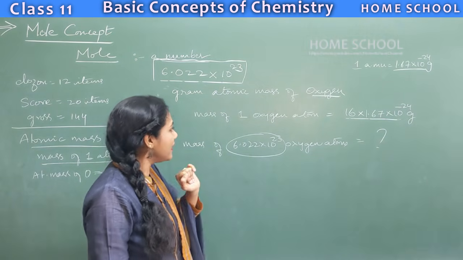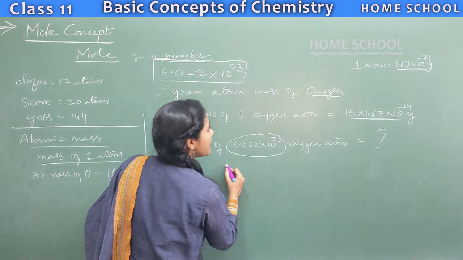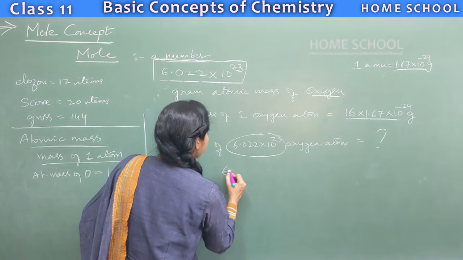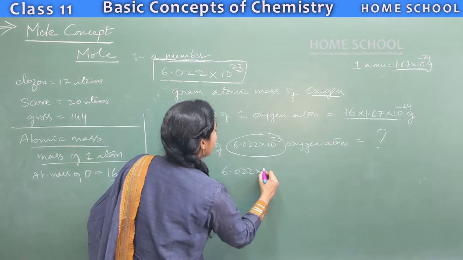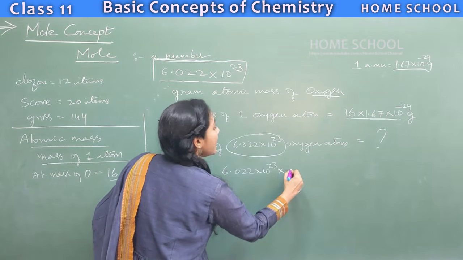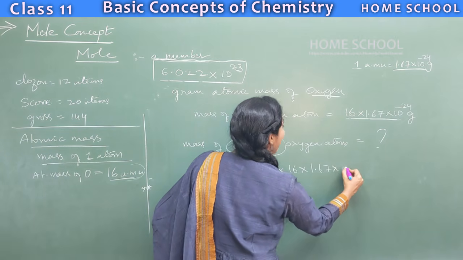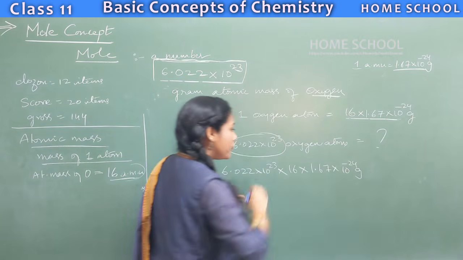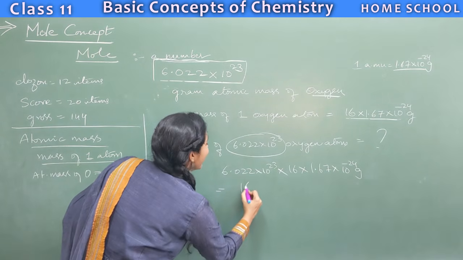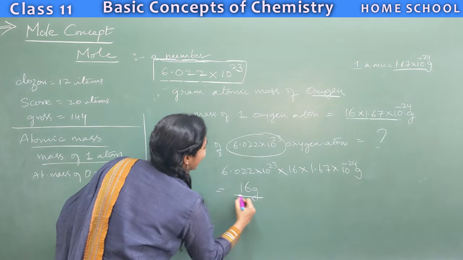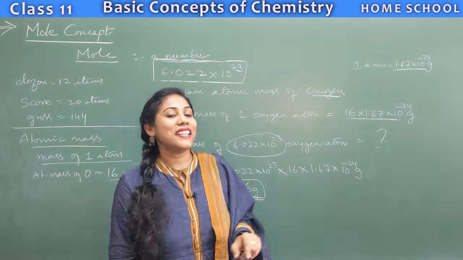Isn't it? So calculate how much do you get? So just a matter of cross multiplication. That is 6.022 into 10 power 23 into 16 into 1.67 into 10 power minus 24 grams. If you do, you will get the answer 16 grams.